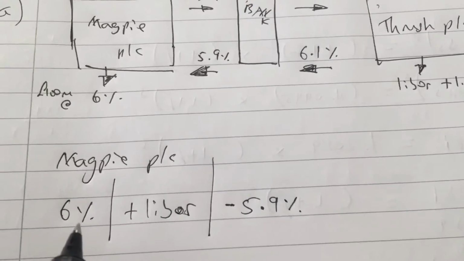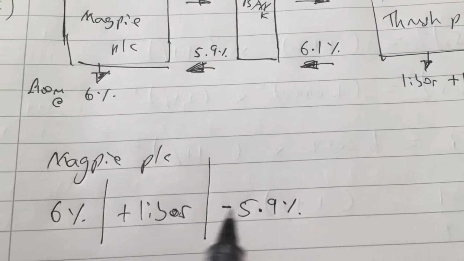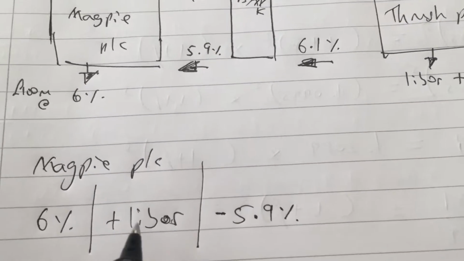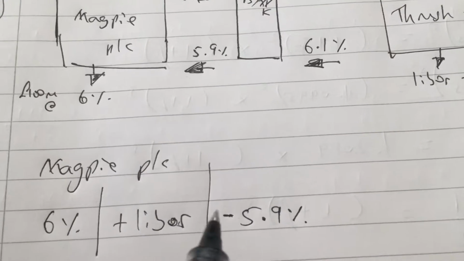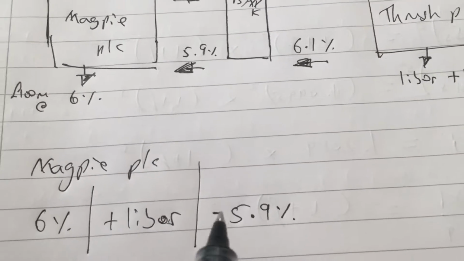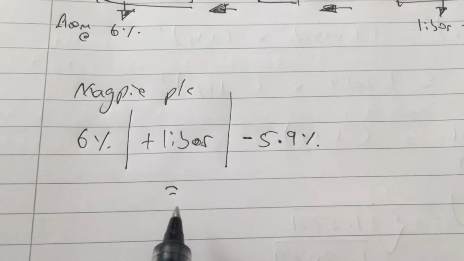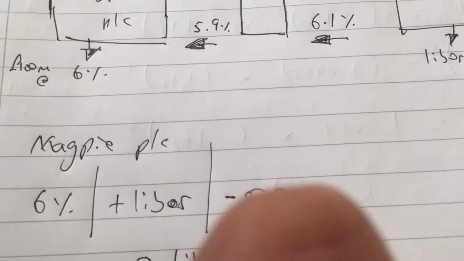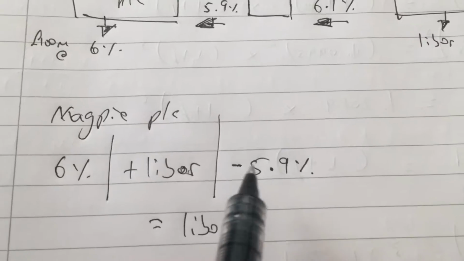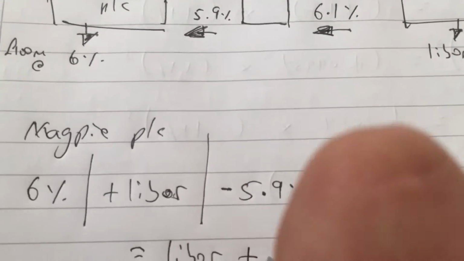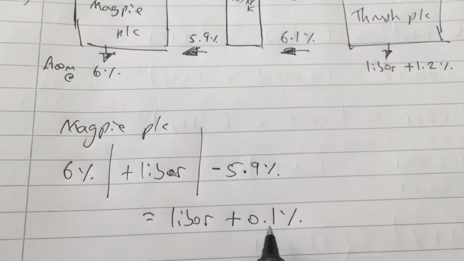So what is their net cost? So we've got three things. We've got 6% plus LIBOR minus 5.9%. So we have LIBOR, 6% minus 5.9%. So 6% minus 5.9% is 0.1%. So Magpie's net cost is LIBOR, 6% minus 5.9% is 0.1%. So at the end, Magpie is paying LIBOR plus 0.1%.